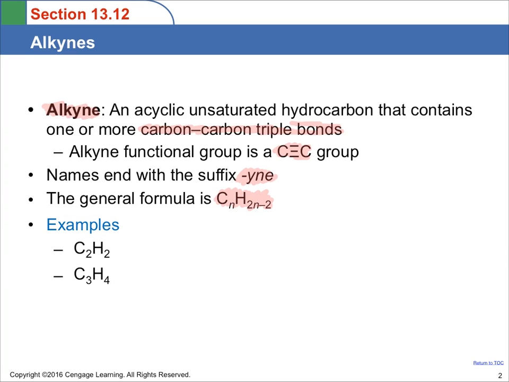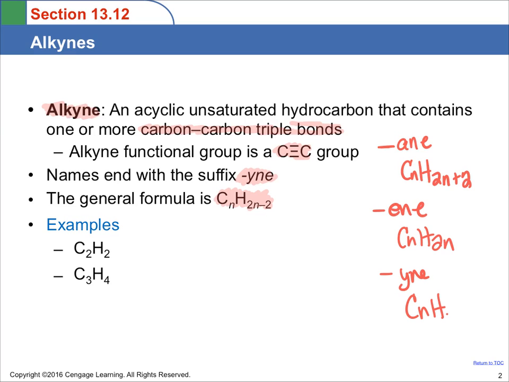CnH2n minus 2. So again, as just a quick review, we had alkanes, which were the CnH2n plus 2, alkenes, which were CnH2n, and alkynes, which were CnH2n minus 2. So we're going from plus 2 to plus 0 to minus 2. Each time we're losing 2 hydrogens.